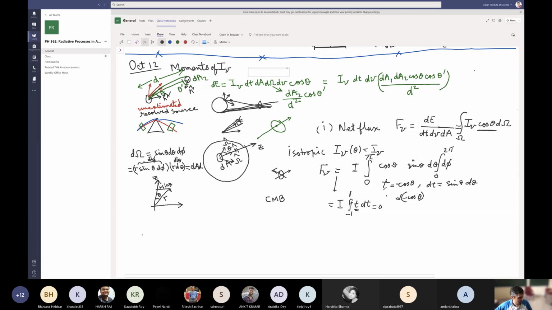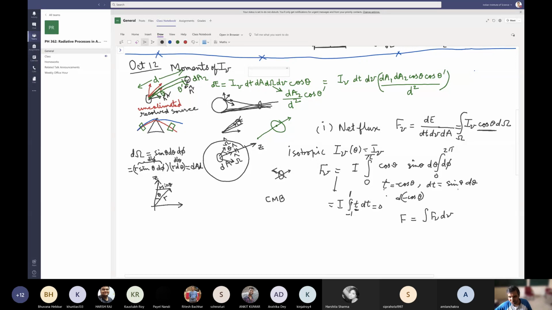Okay, so this is the first moment. The idea is that this is just the energy crossing per unit area, per unit time, per unit frequency. All these quantities which have nu as a subscript, we can always integrate over frequency and obtain a flux integrated over frequency. So you can define the flux F equal to the integral of F nu d nu. Basically, you integrate over all frequencies.